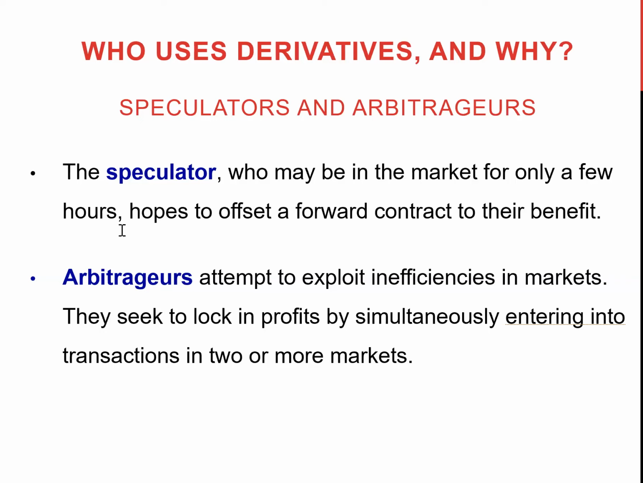That means if they see that the same product or same commodity or any other financial instruments are being traded at two different prices in two different markets, then they will buy from one market at a lower price, and they will sell at a higher price into another market, and this is how they will make gain.